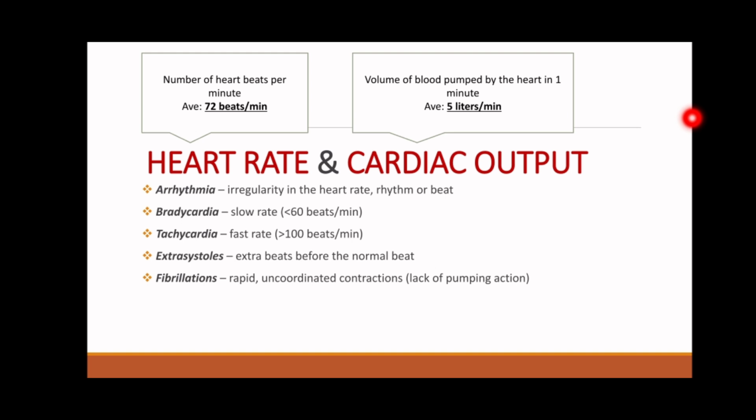A slow rate, less than 60 beats per minute, is called bradycardia, while a fast rate over 100 beats per minute is called tachycardia. Extra beats before the normal beat are called extrasystoles, while the rapid, uncoordinated contractions are called fibrillations and can result in lack of pumping.